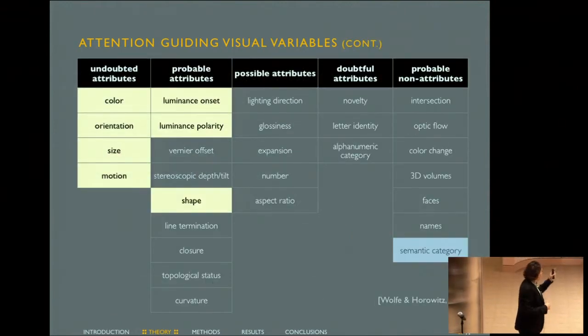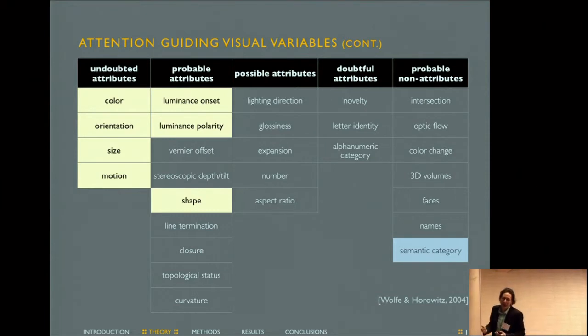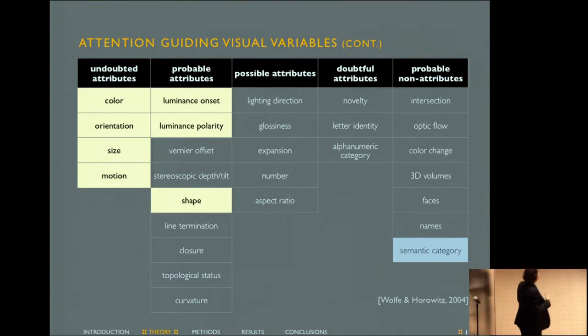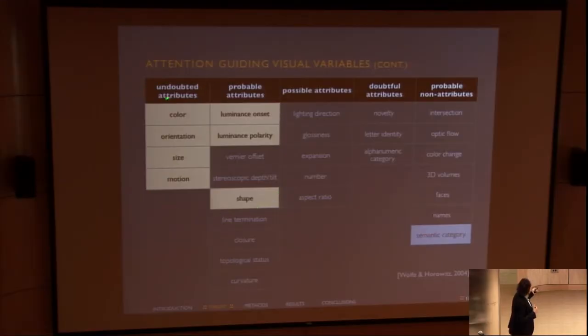However, more recently, psychologists and neuroscientists have done a survey on these visual variables in neuroscience and psychology research: what are the elements that guide attention in cognitive and perceptual agents? Oftentimes, this work has been done on monkeys and so on, so very fundamental basic science. And you can see these are the variables, the undoubted attributes of guiding attention, the probable attributes of guiding attention.